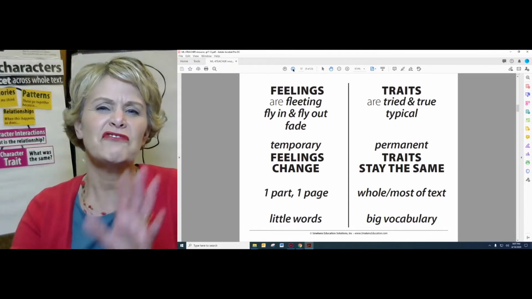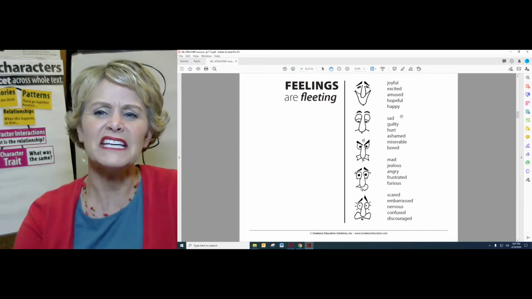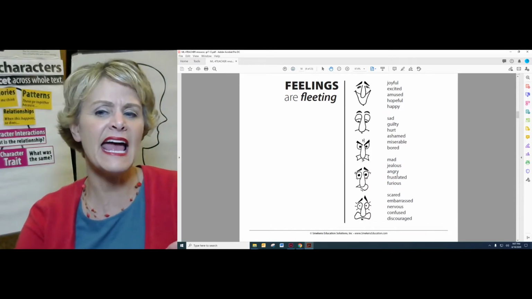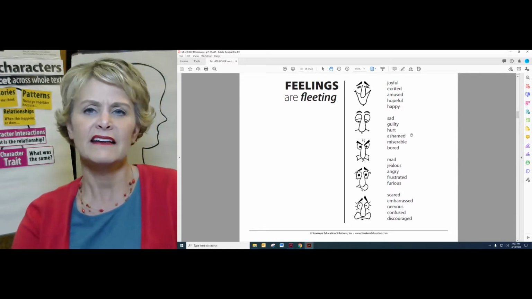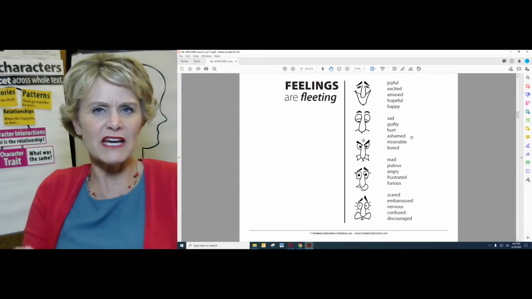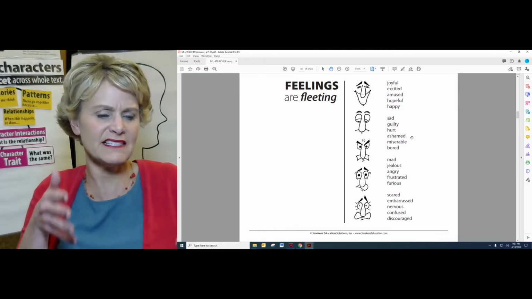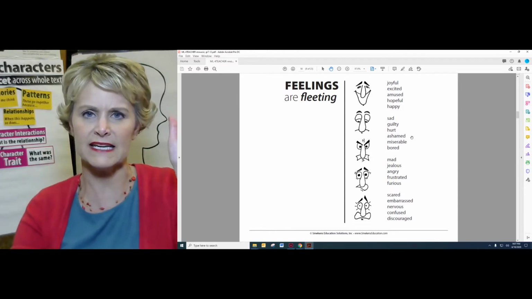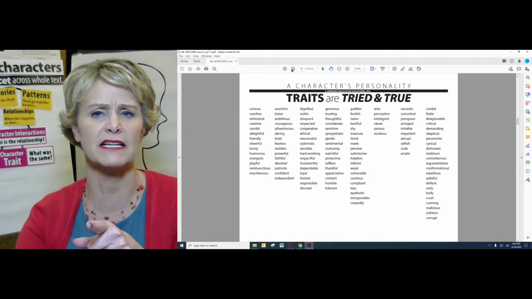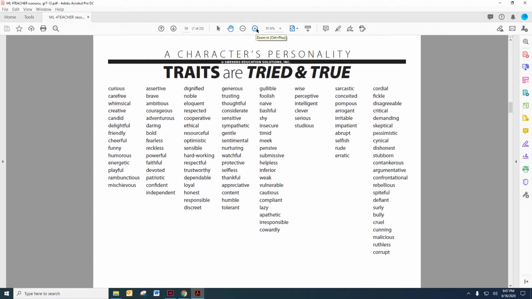Okay, so feelings are these little words: mad, sad, glad, angry, furious, nervous, excited. Okay, yeah, but only in this situation, only on this page, only in this scene is he feeling like that. That's going to be gone, right? Fleeting. Now let's look at the vocab of traits. All right? Traits are tried and true. Traits are personality traits. These are the same thing, synonyms for each other, okay?